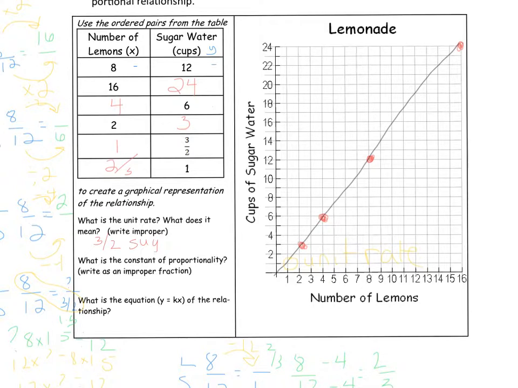sugar, water, to 1 lemon, right? Now the constant of proportionality says, what do I do to the left to get to the right? Okay, so what do I do to 8 to get to 12? And it's got to be through multiplication only.